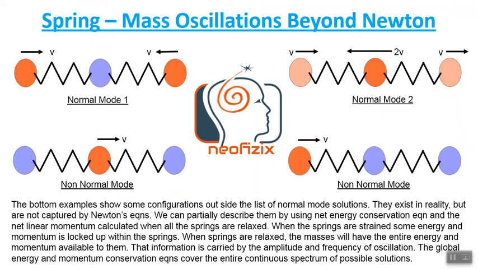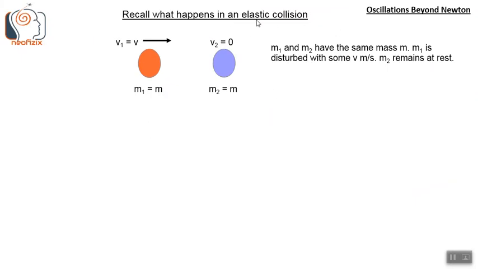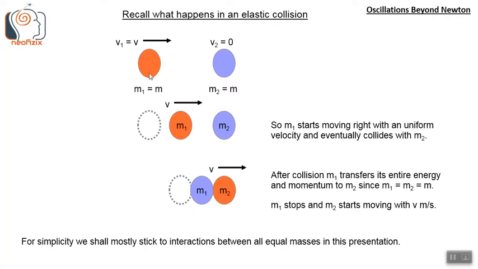Let us first recall what happens in an elastic collision. In the simplest case, we can assume that the two objects have the same mass. Suppose m1 and m2 have the same mass m. Initially, the two objects are at rest. We disturb only the first mass with some velocity v meters per second, and the second mass remains at rest. So m1 starts moving right with a uniform velocity and eventually collides with mass m2.